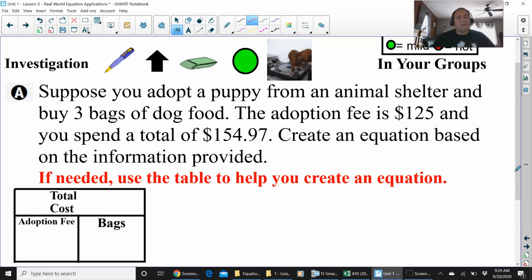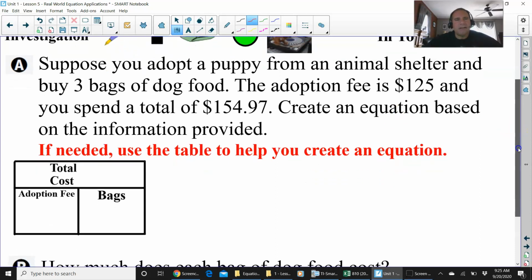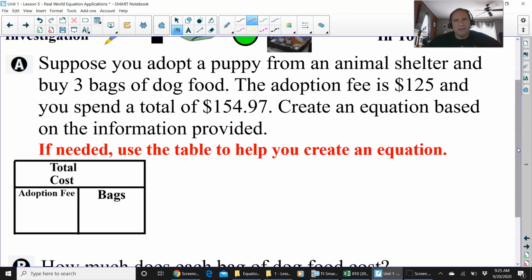Suppose you adopt a puppy from an animal shelter and buy 3 bags of dog food. The adoption fee is $125, and you spent a total of $154.97. Create an equation based on the information provided. So the way I like to do this is to just take a little step back here and underline the bits of information that you're going to use. 3 bags of dog food, that is important. The adoption fee is $125.